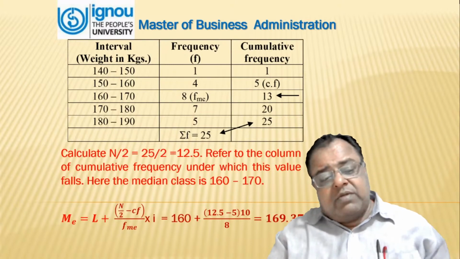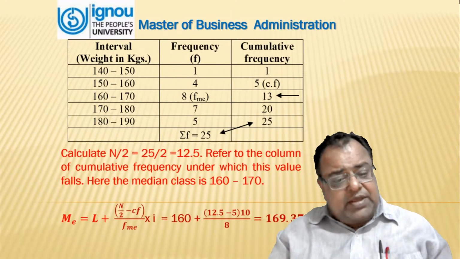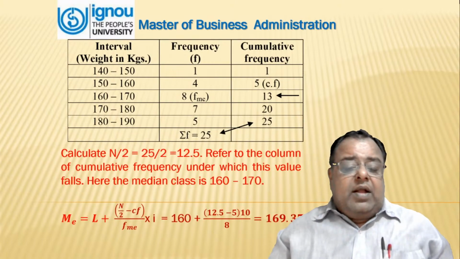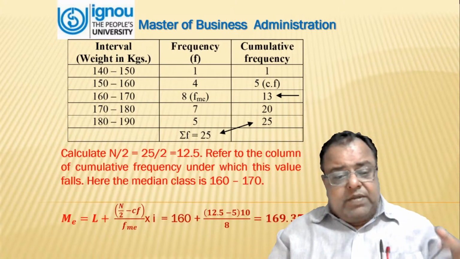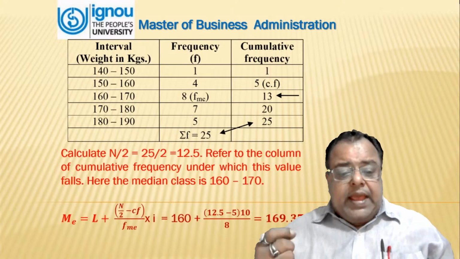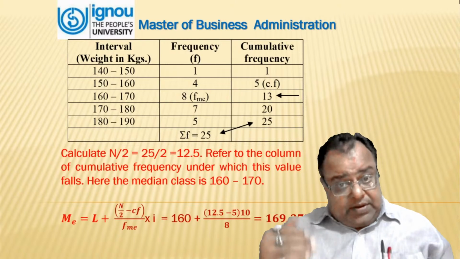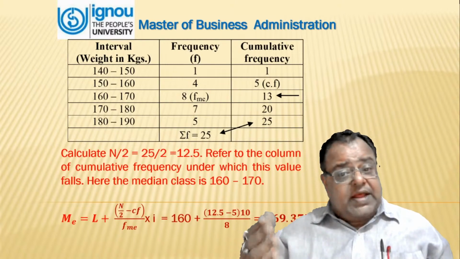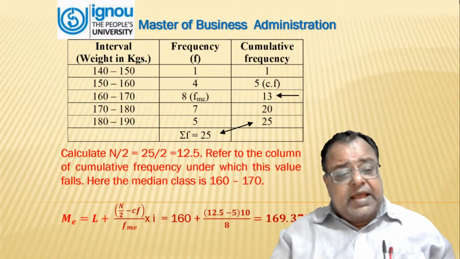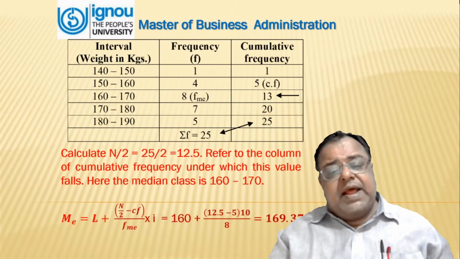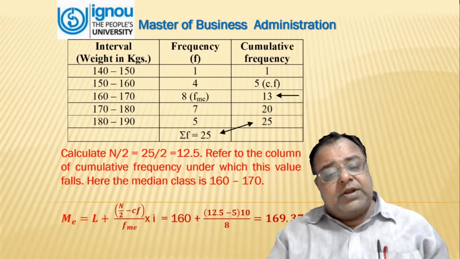We will be using the formula for median, that is L plus n by 2 minus CF upon f_m into i. Your L is the lower limit of the median class, that is 160. n by 2 is 12.5. Your cumulative frequency above the median class is 5. Your frequency of the median class is 8, and the class width is 10. With that, after calculation we get the value 169.375.